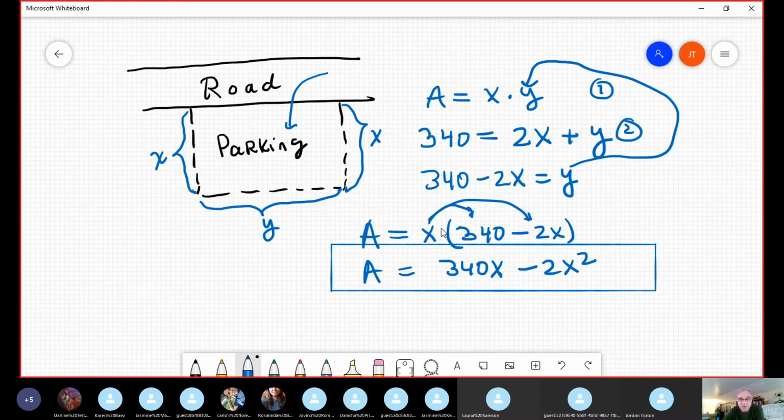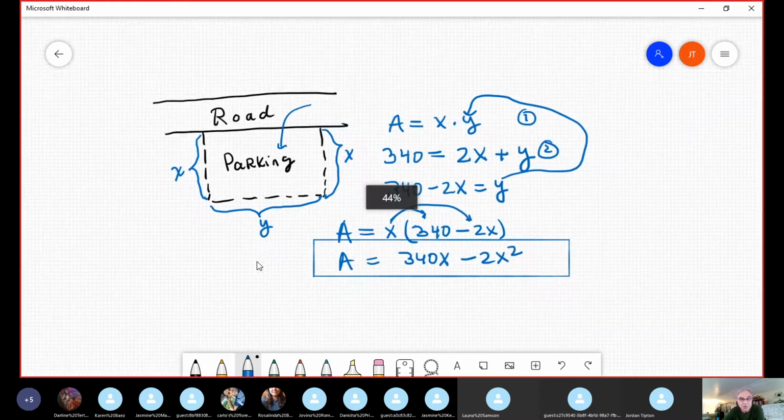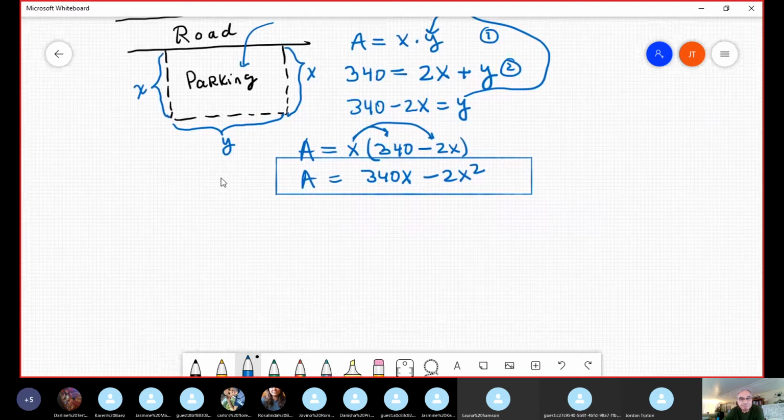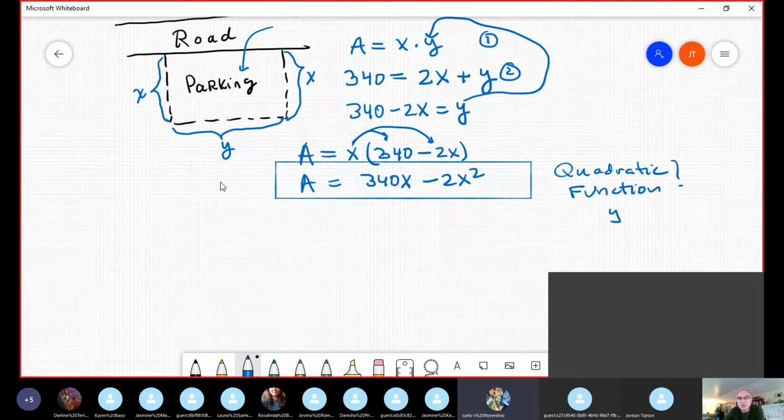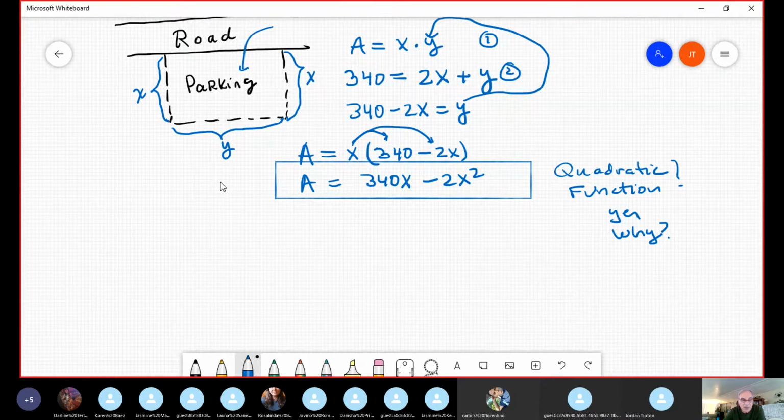My question is, does this equation correspond with a quadratic function, yes or no? Yes. How do you know? Because it has the second exponent on x. Exactly. Now it's a quadratic function. The clue is the exponent 2, right?